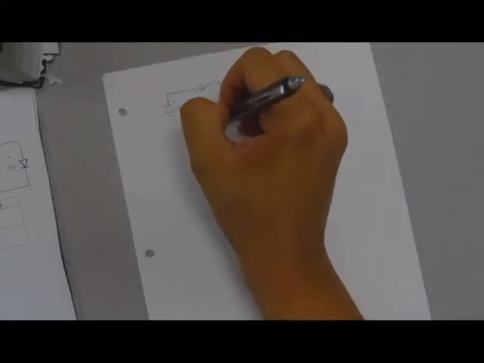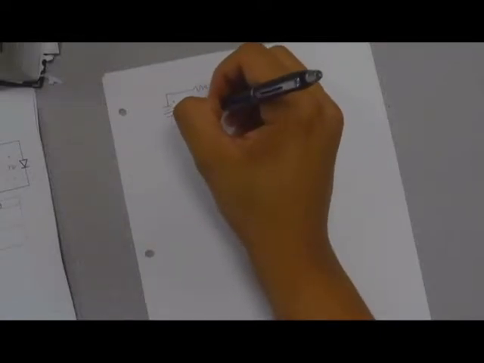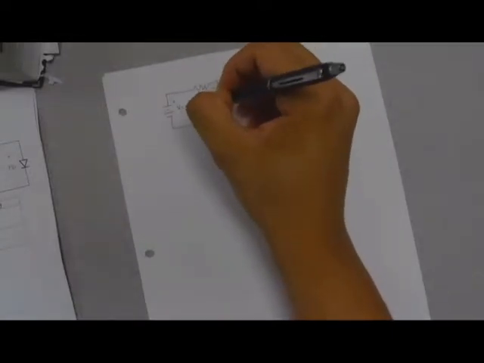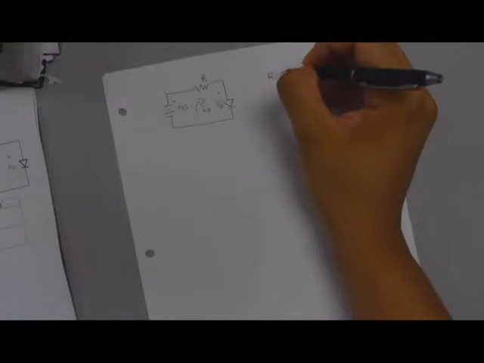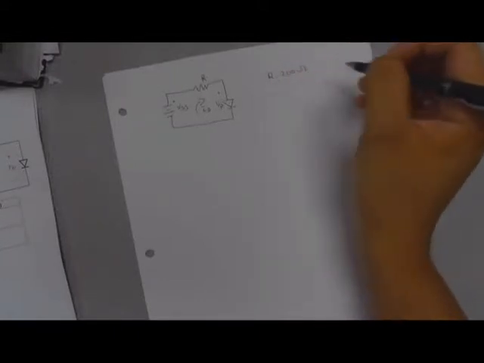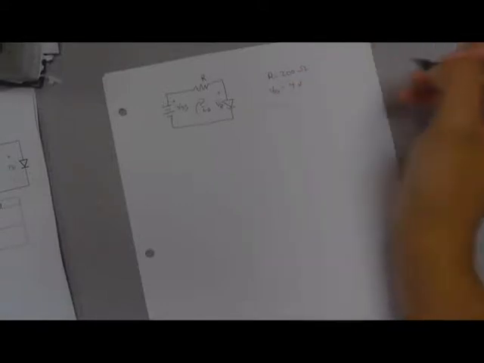VSS here, our diode, and then our givens, ID plus minus VD, and then this value of R. So R is given to be 200 ohms, and initially VSS is given to be 4 volts.